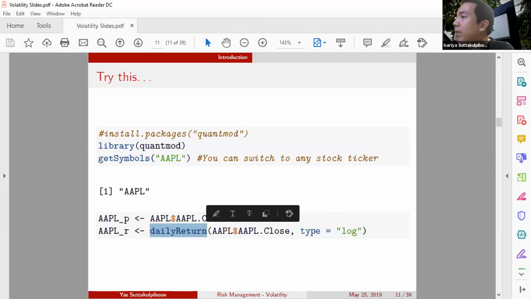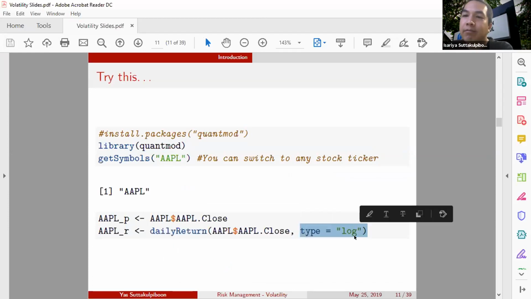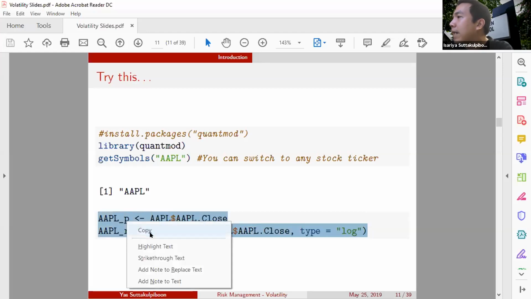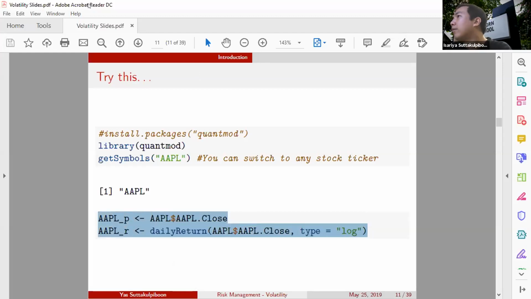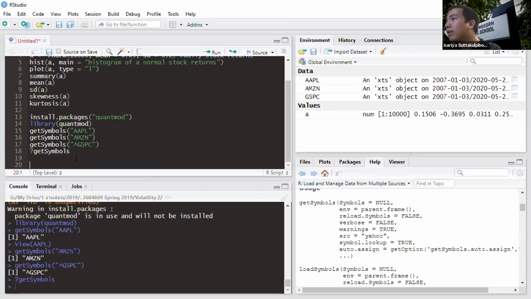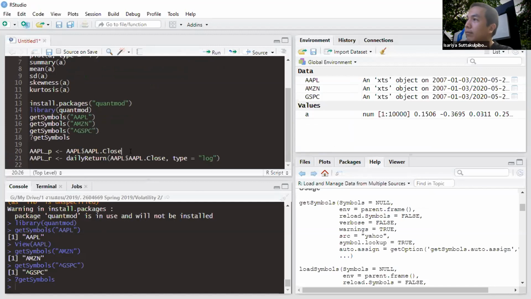And I want to calculate a log return too, because it's a more standard way to calculate the return. All right, let's do this. There we go, just copy and paste. I want to get the closing price and put it in the series called AAPL underscore P. P stands for price. And I want to calculate the return and put it in the variable called AAPL underscore R. R stands for returns.